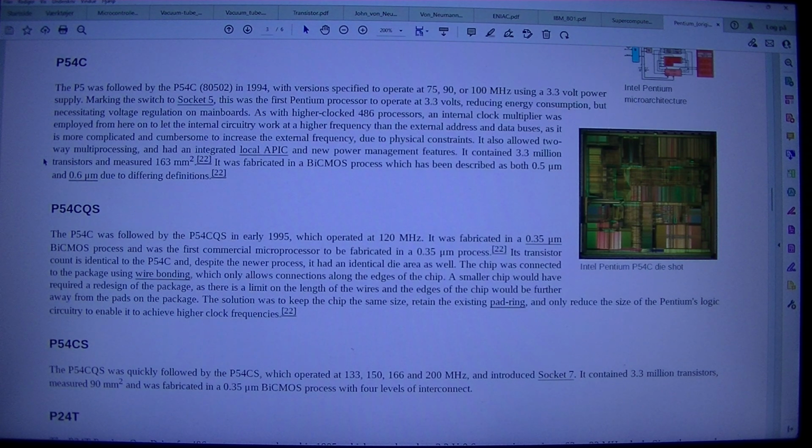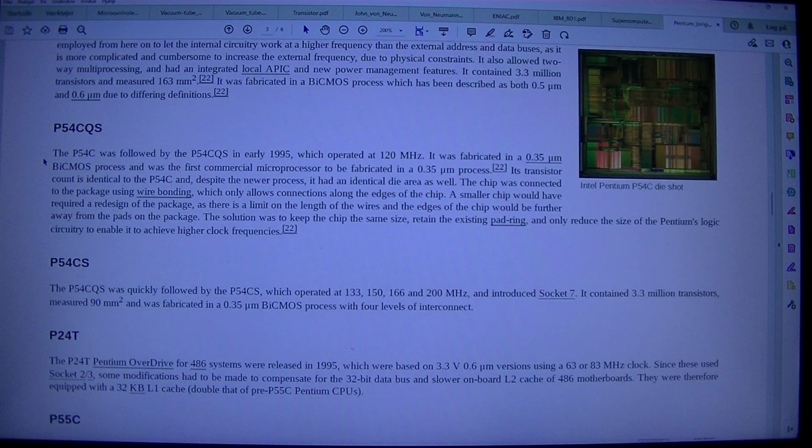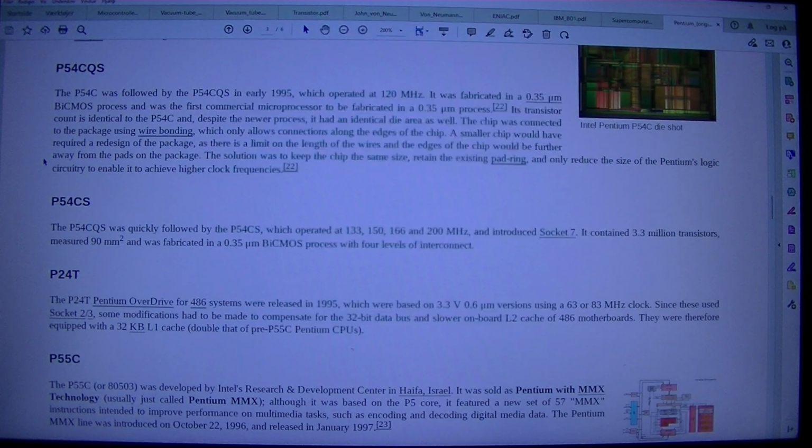It contained 3.3 million transistors and measured 163 mm². It was fabricated in a BiCMOS process which has been described as both 0.5 and 0.6 micrometer due to differing definitions. P54CQS. The P54C was followed by the P54CQS in early 1995, which operated at 120 MHz.